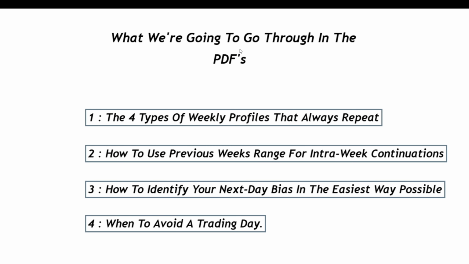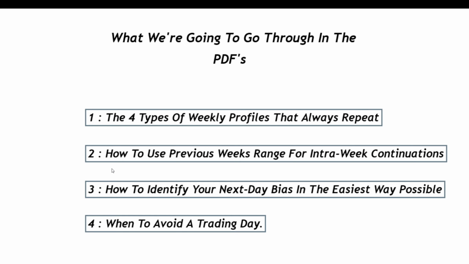What we're going to go through in the PDFs are 4 types of concepts. The first one is the 4 types of weekly profiles that always repeat. So every single week, these 4 types of profiles are occurring, but not all 4 of them at the same time. You have only 4 types of weekly profiles occurring every single week. The second one is how to use the previous week's range for intra-week continuations.